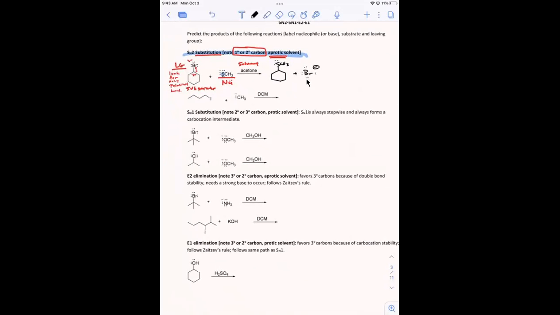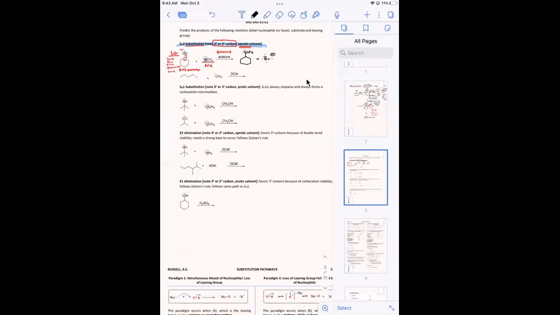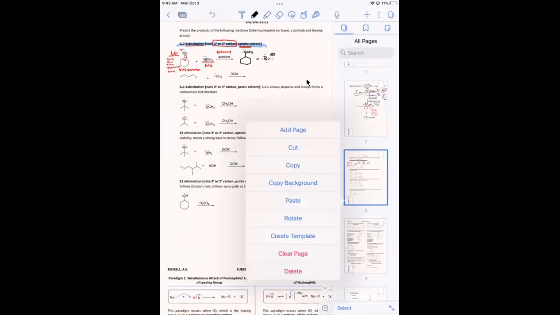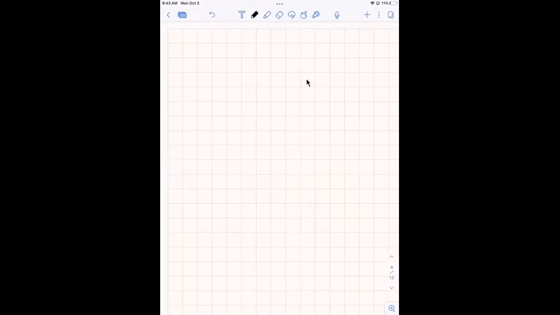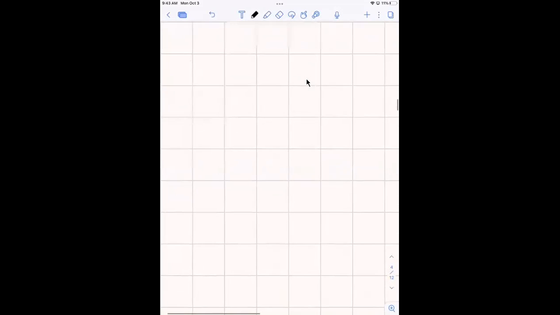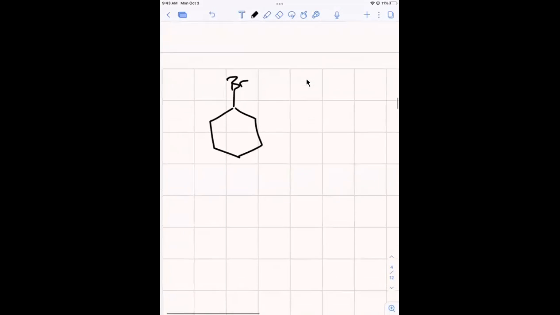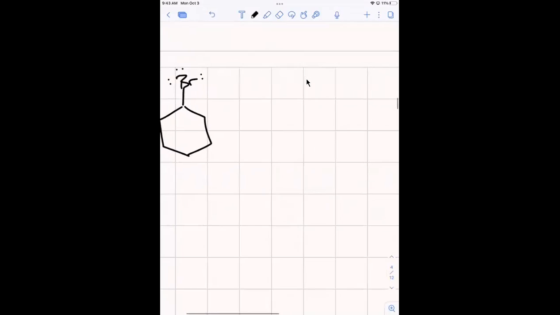All right. Now I want to talk about the arrows. So I'm just going to add in a page. We'll talk about the arrows as well as the solvent being aprotic. So this is my substrate. And then this is my nucleophile.